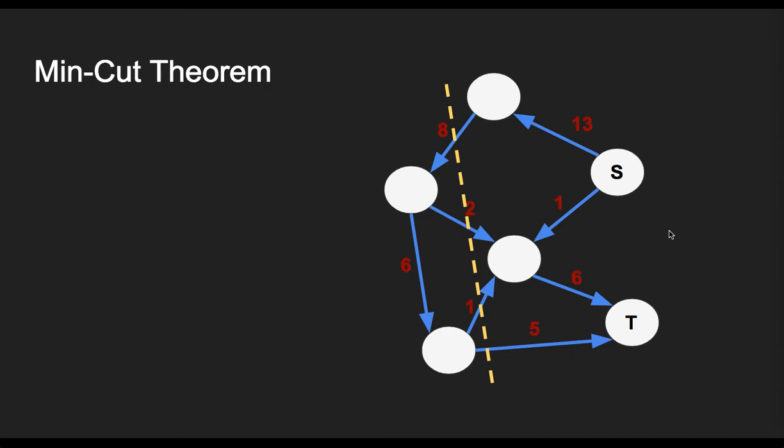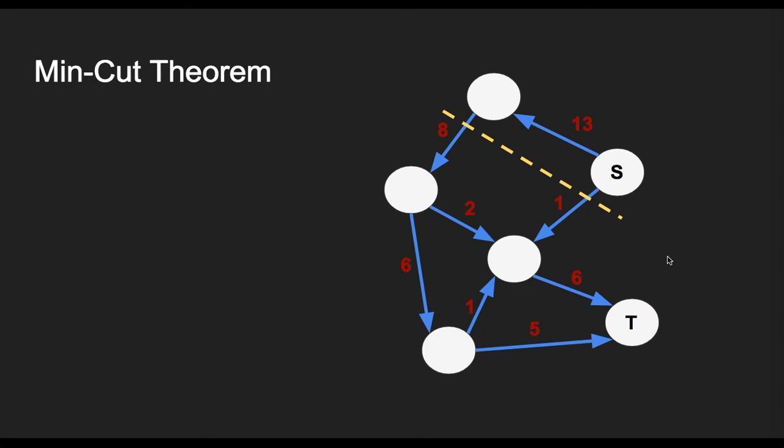This is another cut we could have on the graph. It does not separate the source and the sink because you could still have these two edges going from source to sink, and you could make that path. So that would not work either.